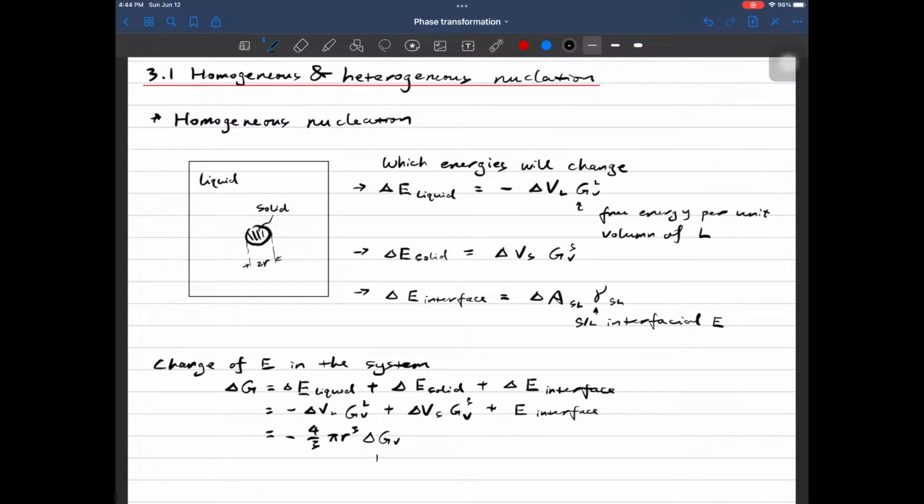R is the radius of the new solid phase, and GV is the energy difference between the liquid and the solid phase. After that, we still have the interfacial energy, so 4 pi r squared, that's the surface area of the sphere, which is also the area of the interface, multiplied by gamma SL.